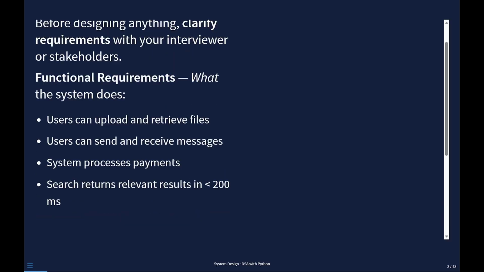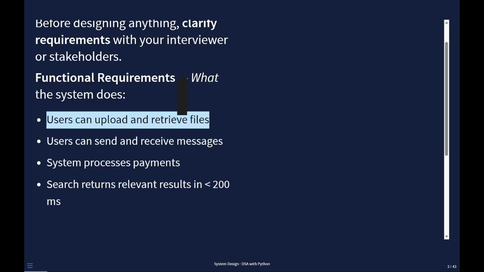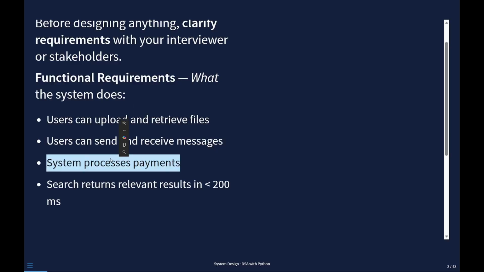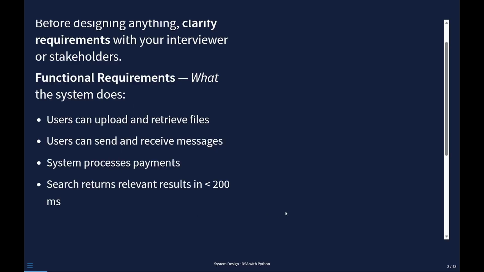Requirements split into two categories. First, functional requirements. These describe what the system does. What are the core use cases? Users can upload files, users can send messages, the system processes payments, search returns results in under 200 milliseconds.